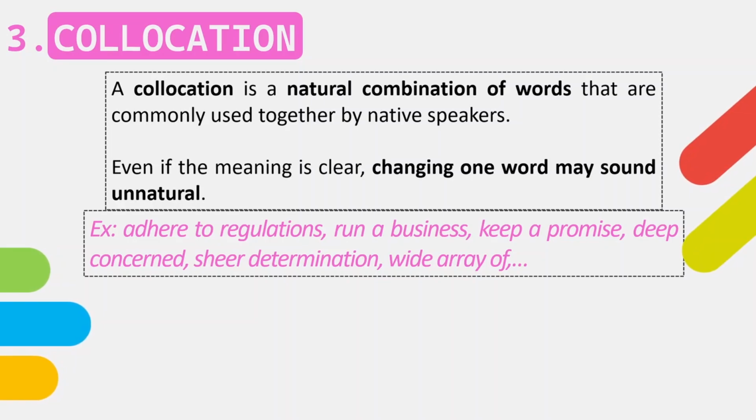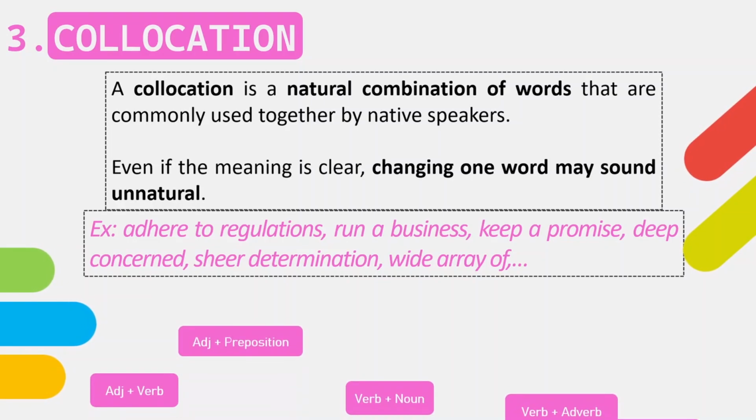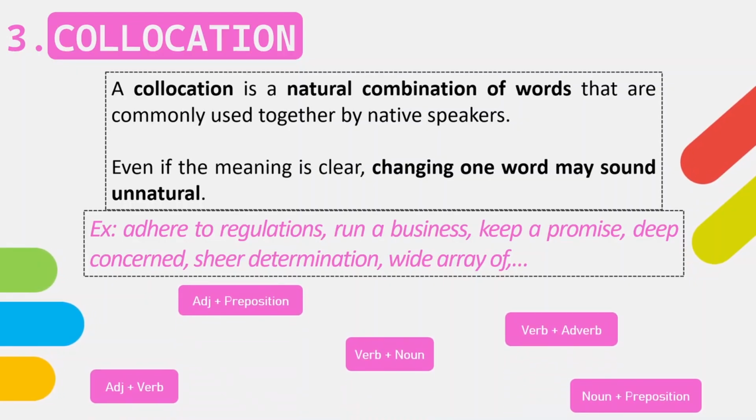A collocation can be constructed with a lot of structure, like adjective plus verb, adjective plus preposition, verb plus noun, verb plus adverb, or noun plus preposition, and a lot more.